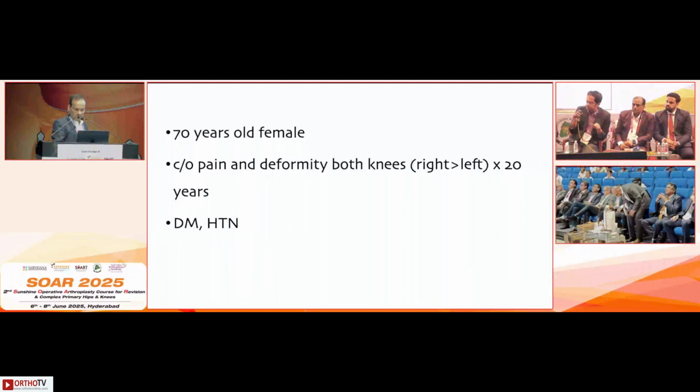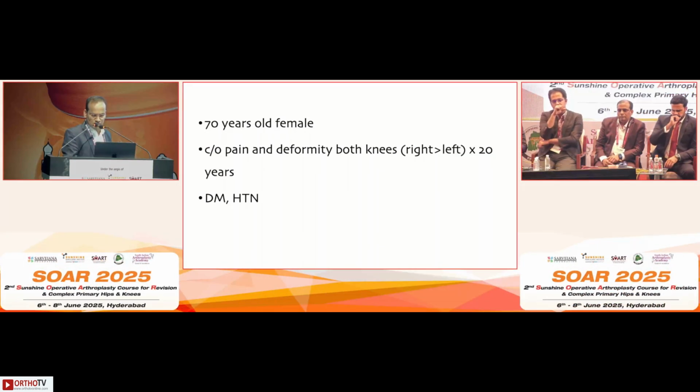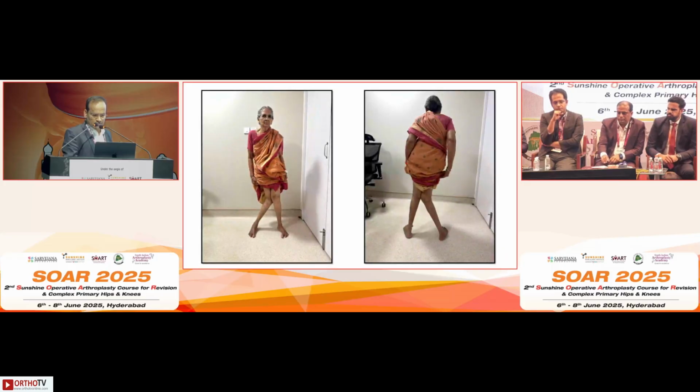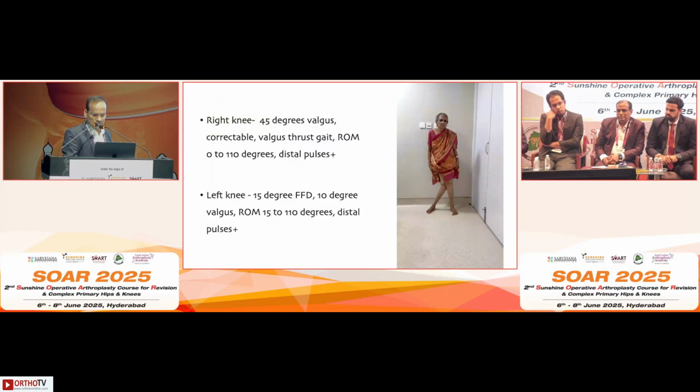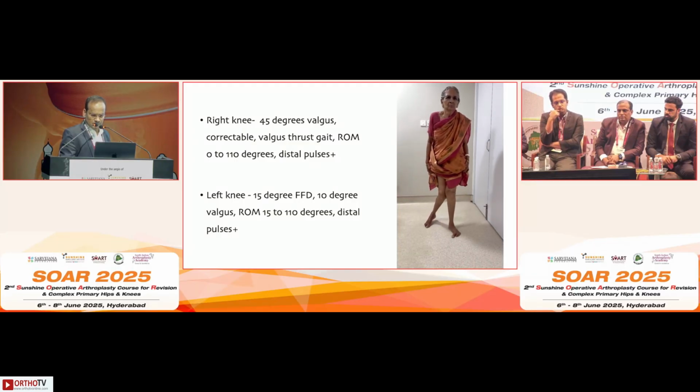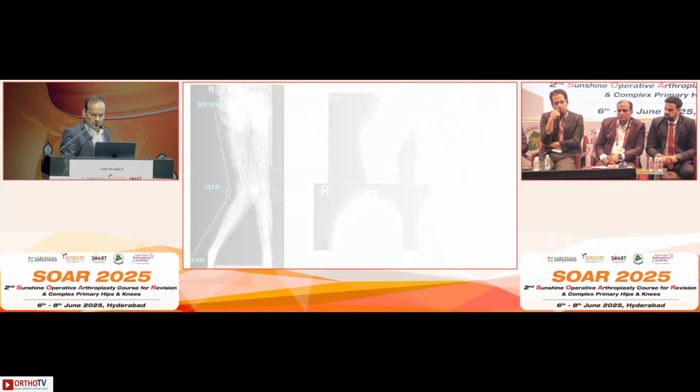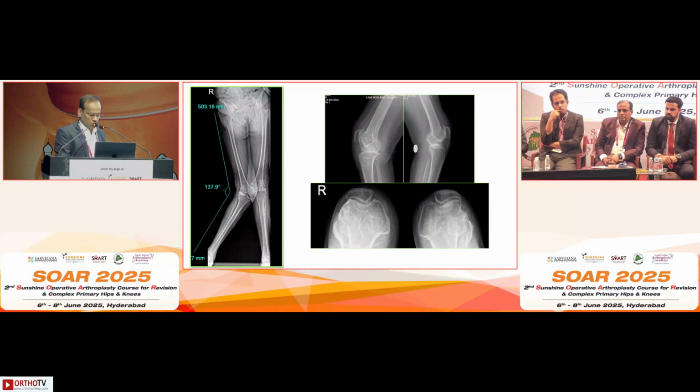So that's one factor. And it's a 70-year-old female. She has deformity of both knees for more than 20 years, and we are more focused on the right side. So 45 degrees of valgus. It's completely correctable. It's a valgus thrust gait. Range is reasonably good. And this is how the patient's gait is. And this is going to be the X-ray.